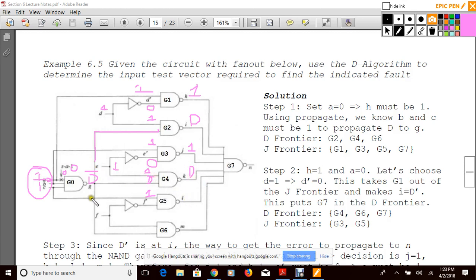From there I have 1 from C. I want a 1 here, so that way it's not controlling the output. F bar then must be 0, that means F must be 1. It puts 1 here, I get D bar there, and that puts D here. So that means all 1s would do the stuck at 0 fault.